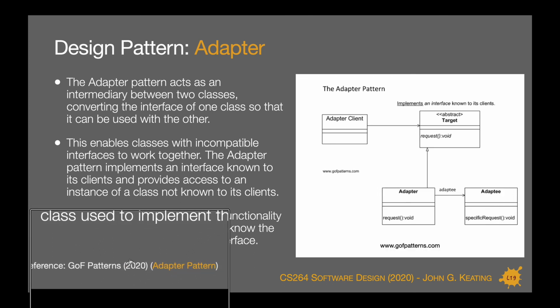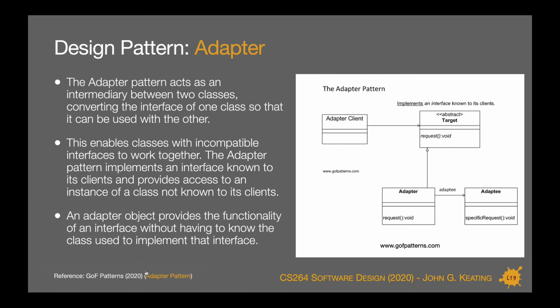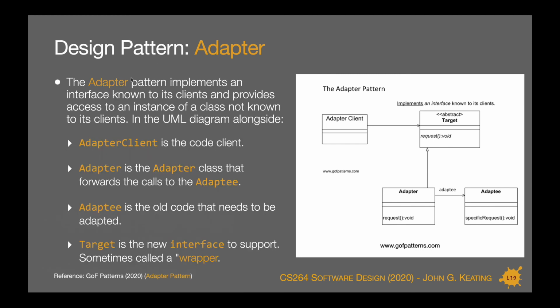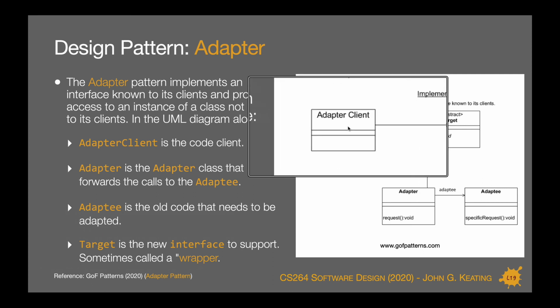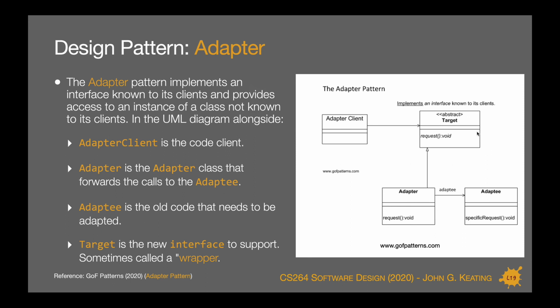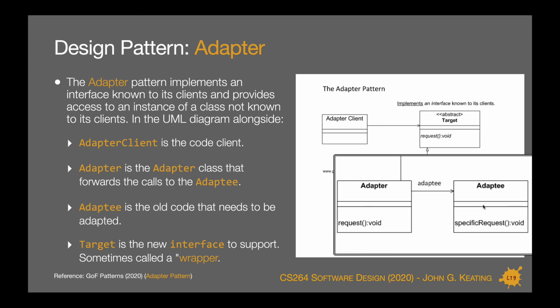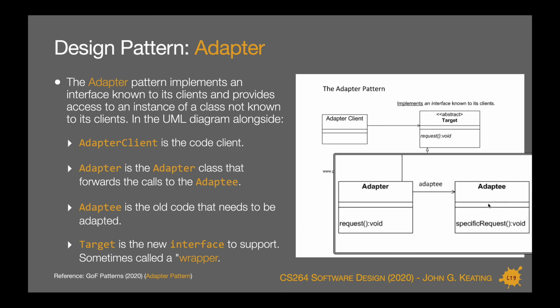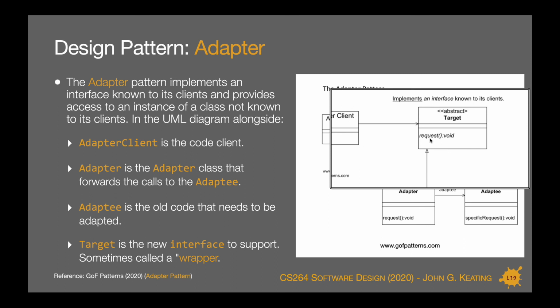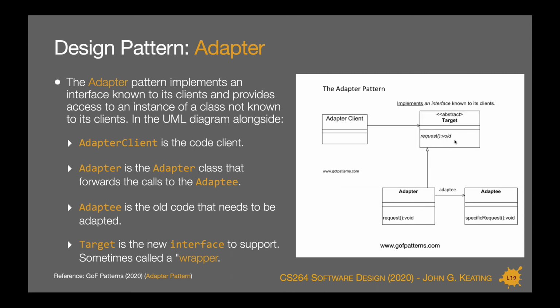Again, I'd recommend you have a look at this as an alternative to the textbook that I recommended earlier. And so the adapter pattern implements this interface known to clients, and provides access to the instance of a class that's not known. So in the diagram here, we can see adapter client. Here, that's the code client. Adapter is the adapter class that actually forwards the calls to the adaptee. Adaptee here is the old code that needs to be adapted, and target is the new interface to support. And this is sometimes called a wrapper.